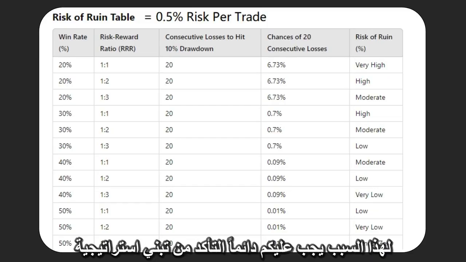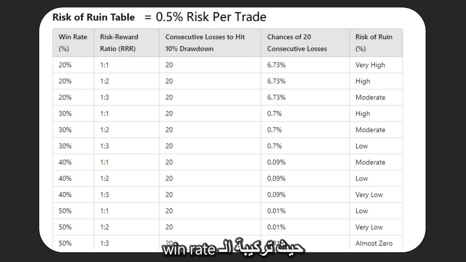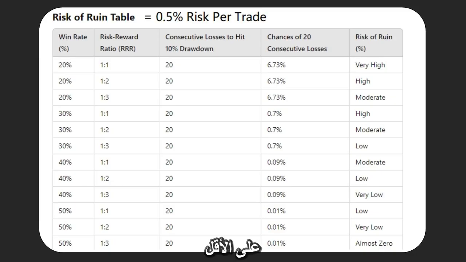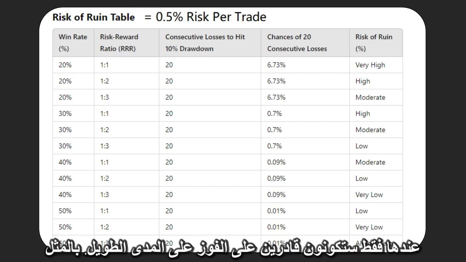That's why you must always make sure that you adopt a strategy where the combination of the win rate and the risk reward ratio offers you a risk of ruin percentage lower than 50%, or in the low section. Only then will you be able to win in the long run.